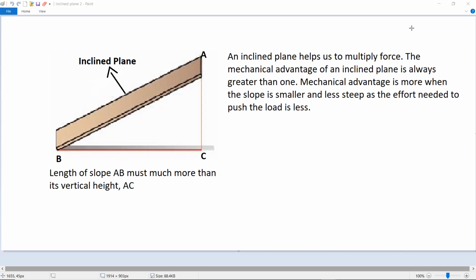Length of slope AB must be much more than its vertical height AC.